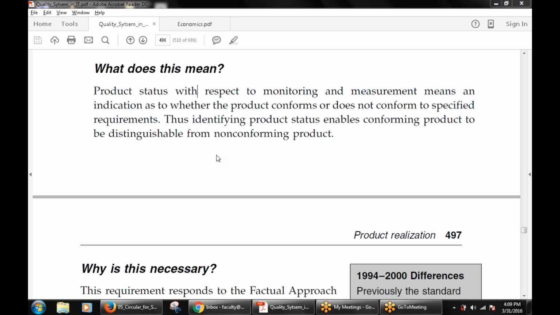So whatever product does not conform to the criteria or the requirement is non-conforming. Why is product status necessary for the organization? Because this leads to the factual approach principle.